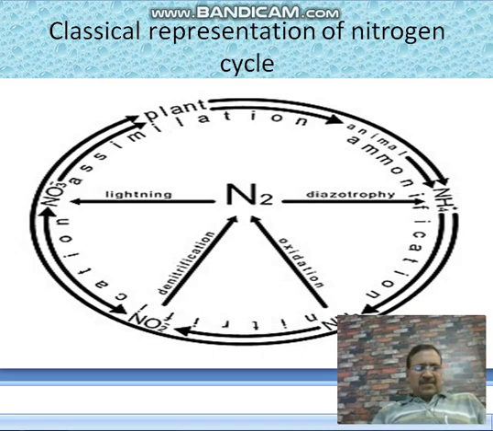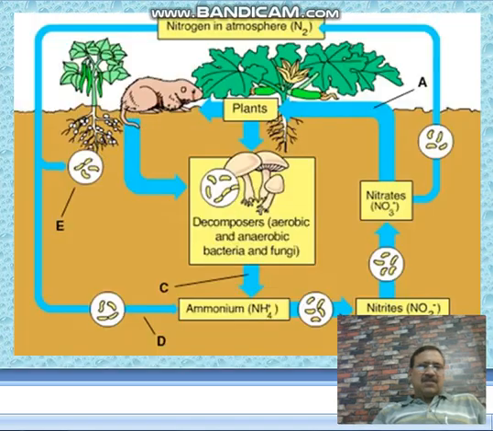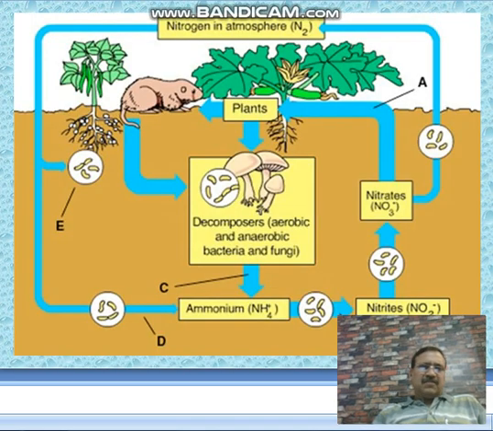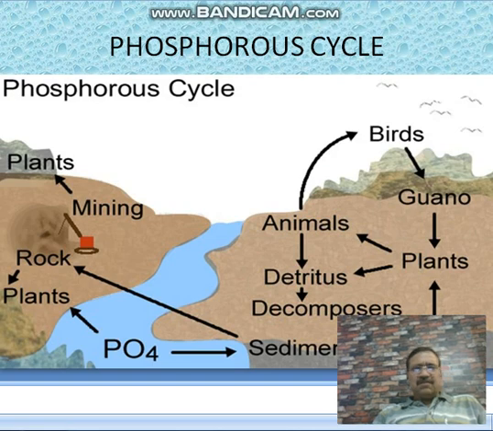This is another slide for the nitrogen cycle. Now come to the phosphorus cycle. Phosphorus is taken up by plants and eaten by animals. Animals are decomposed after death, or eaten by birds, and through their digestion it comes back to the earth, and this completes a cycle.